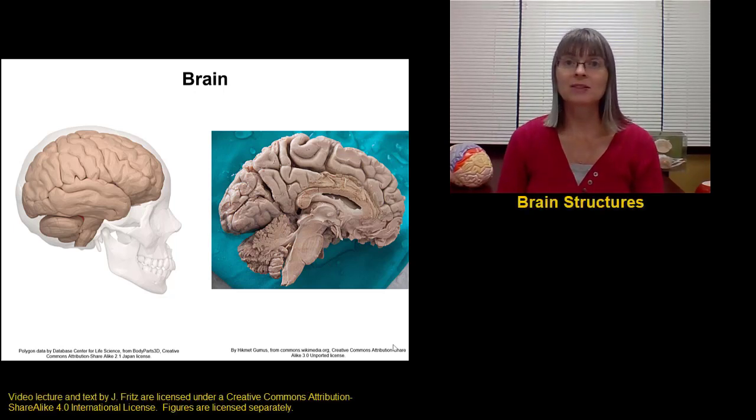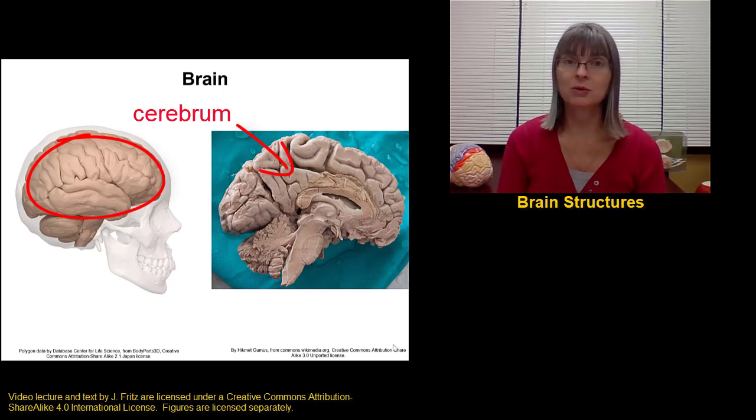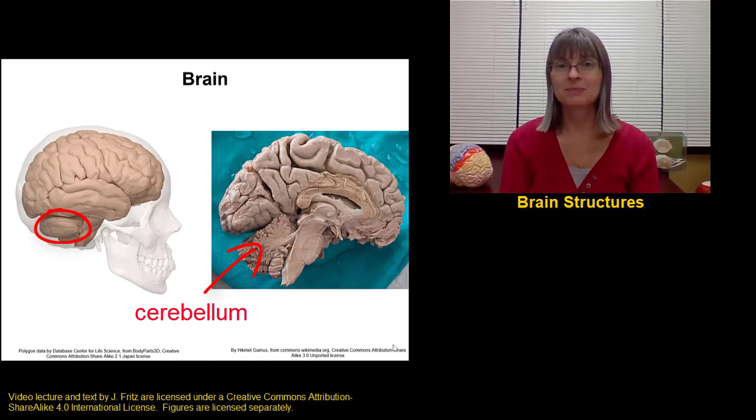Let's take a closer look at the structures of the brain. I'm going to do a brief overview and then we're going to look in more detail at the different parts and what they do. When we look at the brain, the main part of the brain that we see is the cerebrum. This is the thinking part of the brain and what we usually think of when we talk about brain. Underneath and toward the posterior of the cerebrum, we find the cerebellum, sometimes called the little brain.